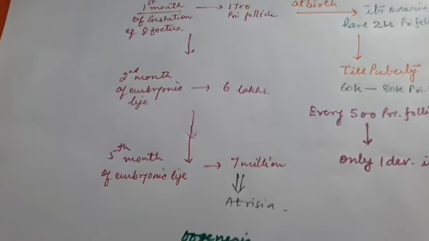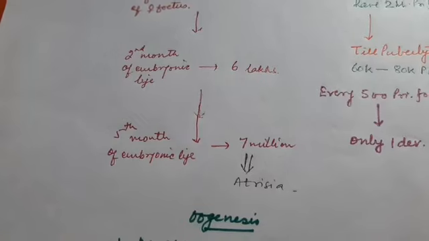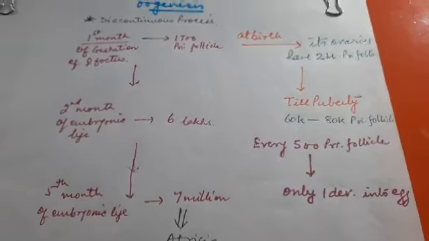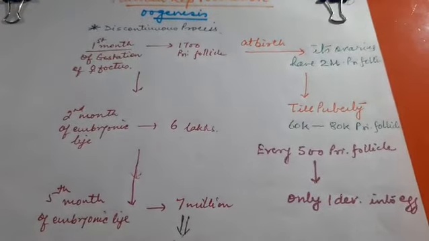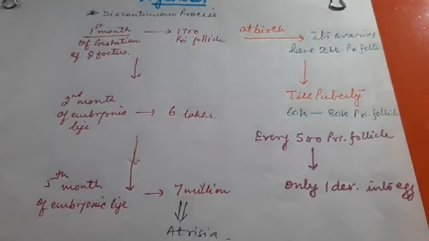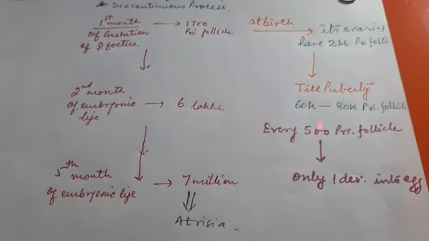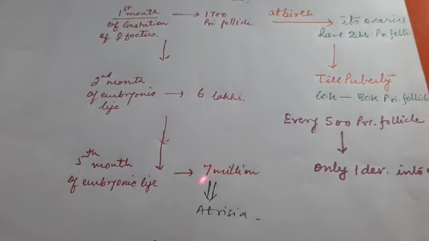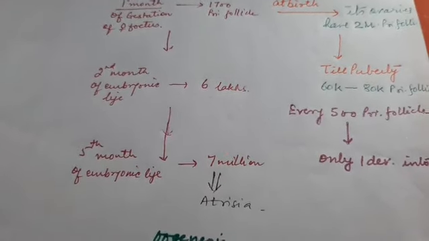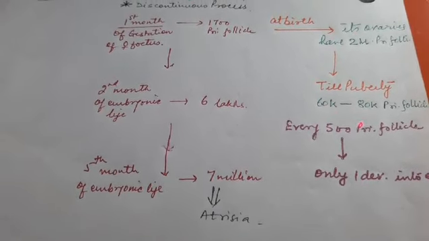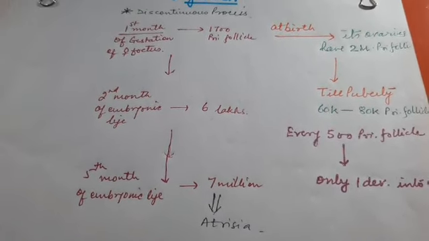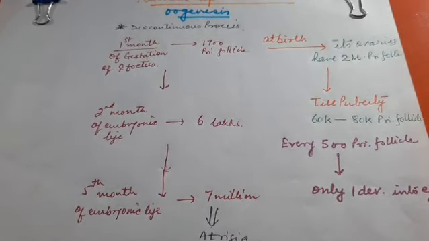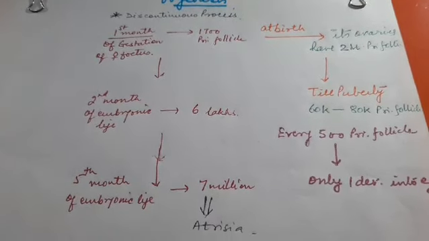This process is going to continue till puberty. Till puberty, a female would have 60,000 to 80,000 primary follicles. So, the number of follicles which remains at the time of puberty is very small, because of atresia. From 7 million it reaches 60,000 to 80,000. Now, out of these, about 500 primary follicles, only one develops into a mature egg.